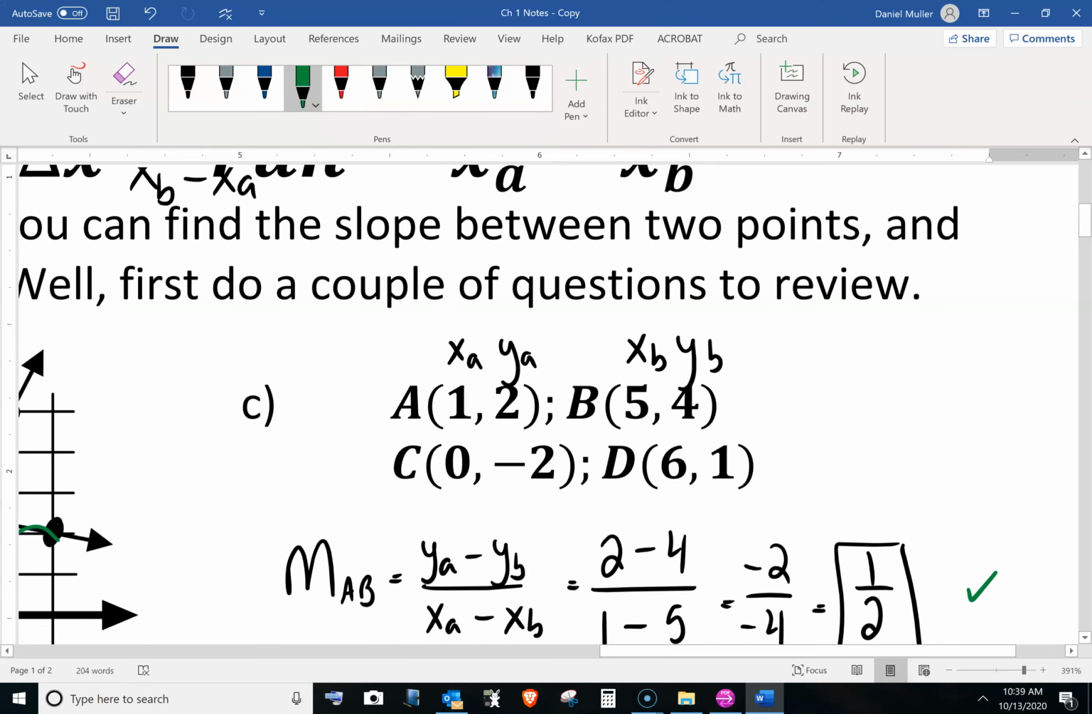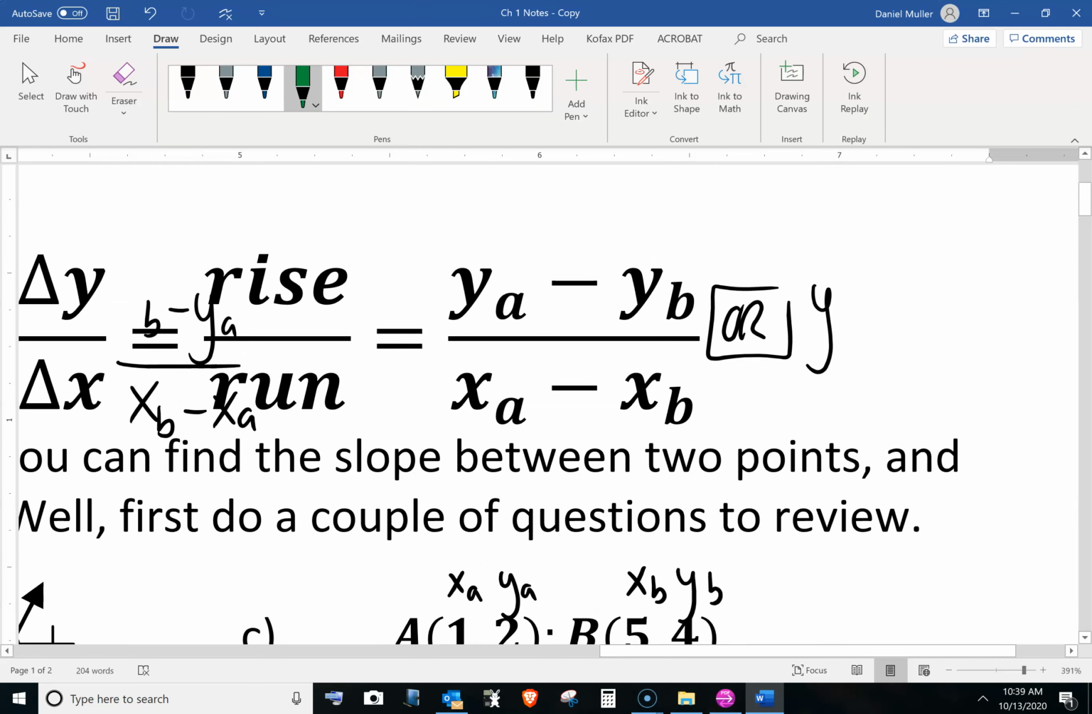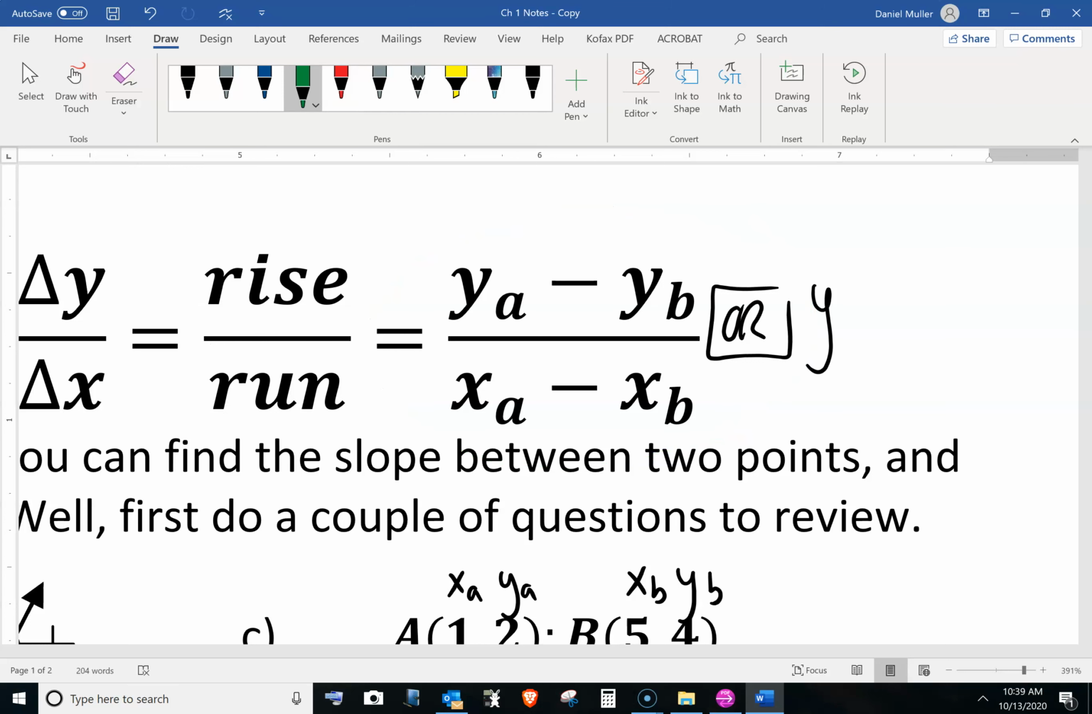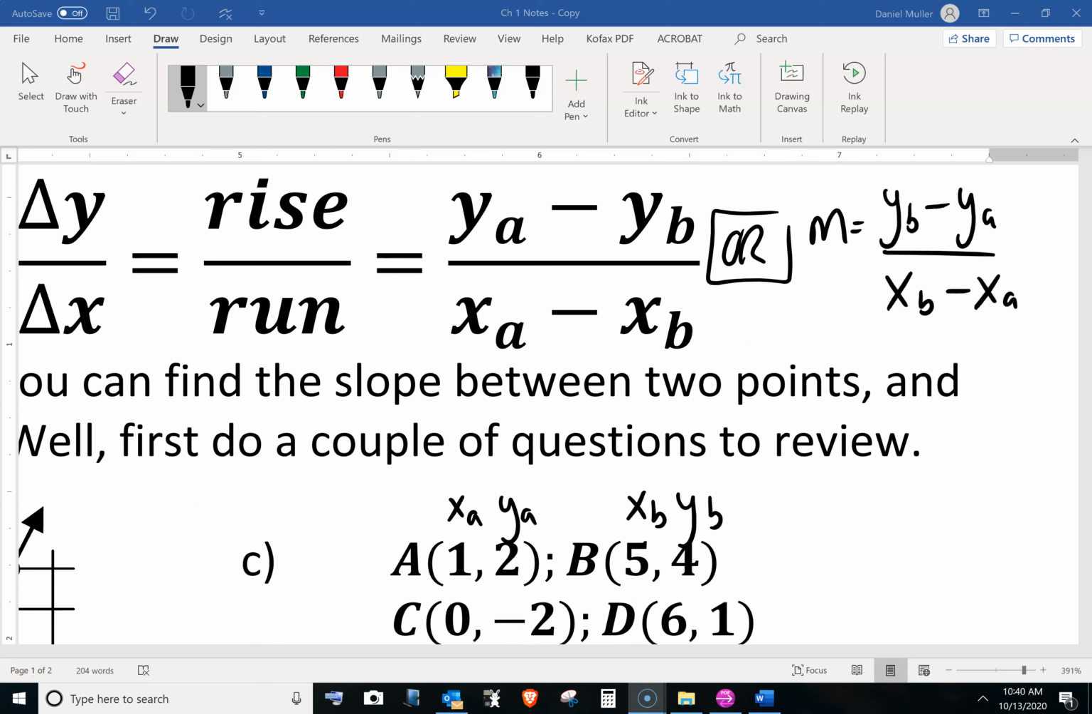Now, I've grown up not using this way. I use this one. I'm not used to this YA minus YB; I've always done YB minus YA. But just to be a little more consistent with what we've done before, we will stick with this. But let's write it the other way here. M equals YB minus YA over XB minus XA. So I found the slope for AB.